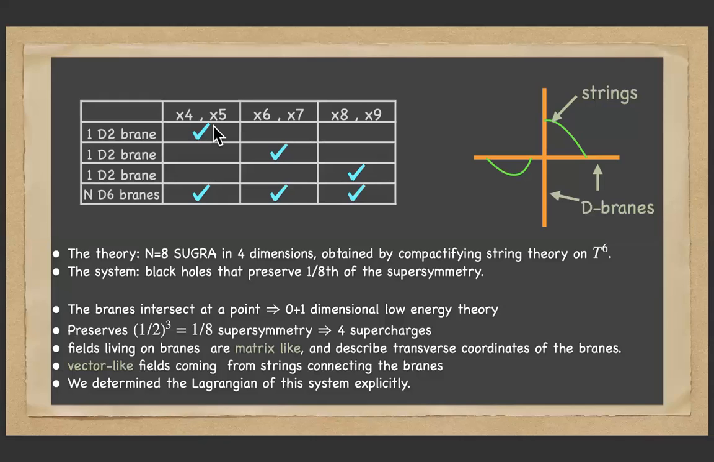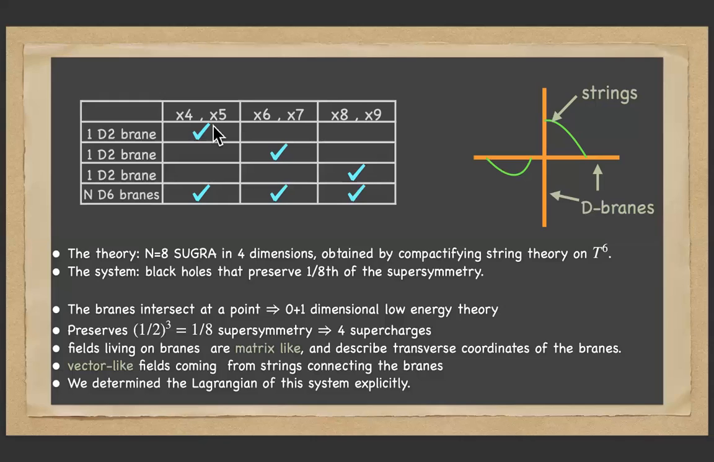So therefore these strings, when they are stretched between the D6 and another brane, give rise to vector-like fields, and these give rise to matrix-like fields. Okay, how do we see the supersymmetry? The thumb rule is that... Just one thing, the two D branes that you have drawn, they are D2 branes? It might be D6 as well. It can be D6 or D2. Both can be.